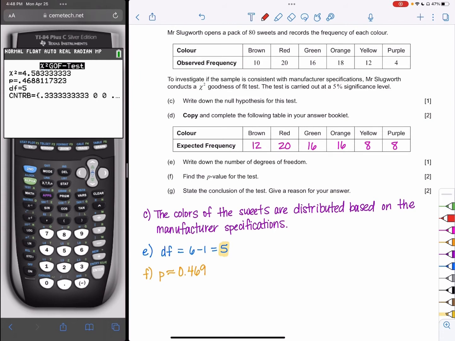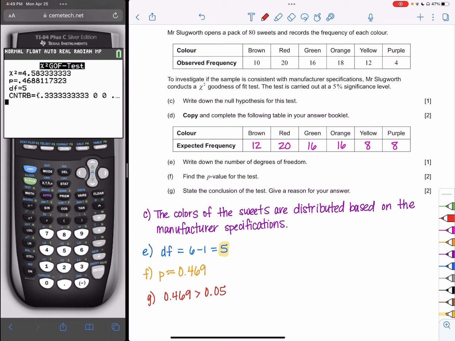Now, last but not least, for part G, they want us to state the conclusion of the test, and we need to give our reason for the answer. So we see that our p-value is greater than the significance level, and that's 0.469 is actually greater than 0.05.